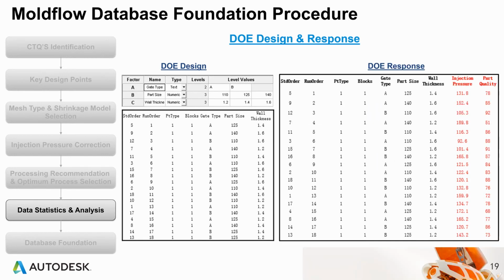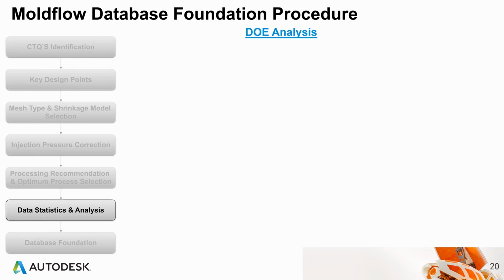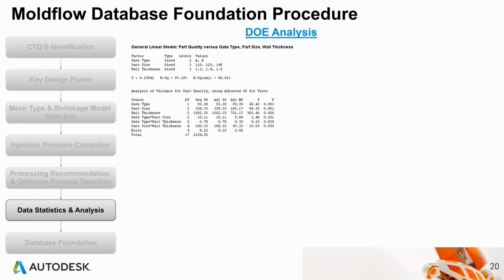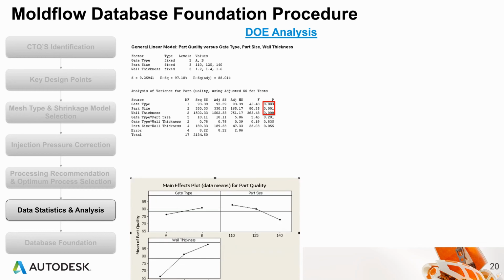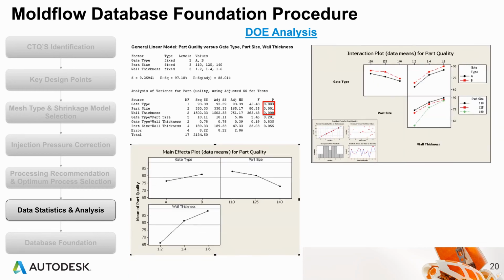We did simulation according to the order and got the results we need: injection pressure and part quality. From the DOE analysis, we can see the p-values are less than 0.05. So the 3 factors are closely related to the part quality, and there is no interaction among them.